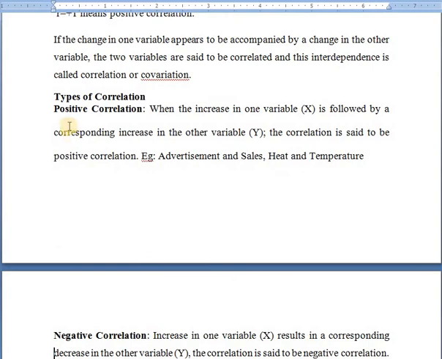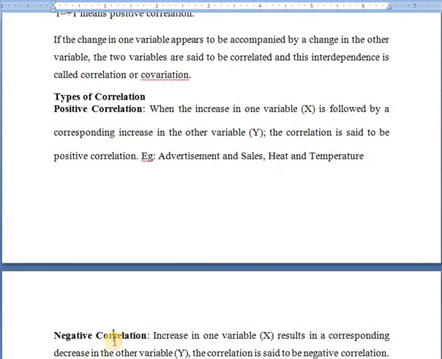Types of correlation. Positive correlation. When the increase in one variable x is followed by a corresponding increase in another variable y, the correlation is said to be a positive correlation. Example, if you go on spending on advertising, it will have an effect on sales. If you increase the advertising cost, then the sales of those goods will increase. In the same way, heat and temperature. If there is an increase in heat, then it leads to an increase in temperature.